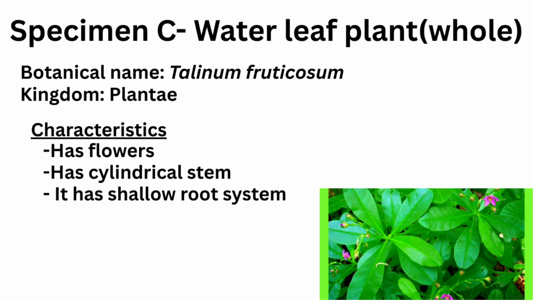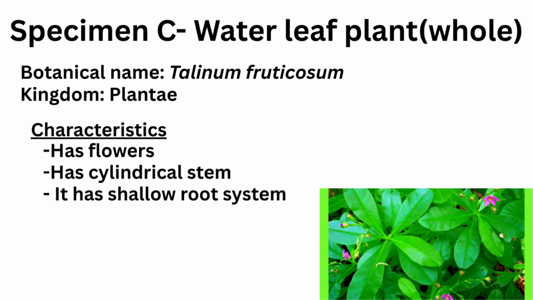Firstly, you should know the botanical name of specimen C, and it is Talinum fruticosum. So that's the botanical name of water leaf. Now it's under kingdom Plantae. So what are the characteristics of this specimen? They have flowers, they have cylindrical stem, it has shallow root system. So if you uproot it, because I think this specimen you're supposed to be presented with a whole water leaf, so both the leaves, the flowers, and the roots. So it has a very shallow root system.